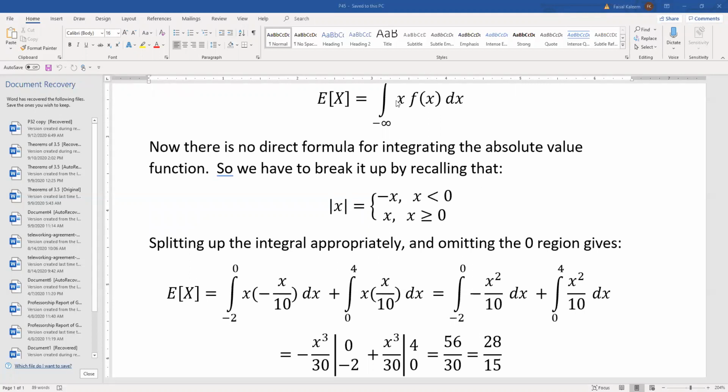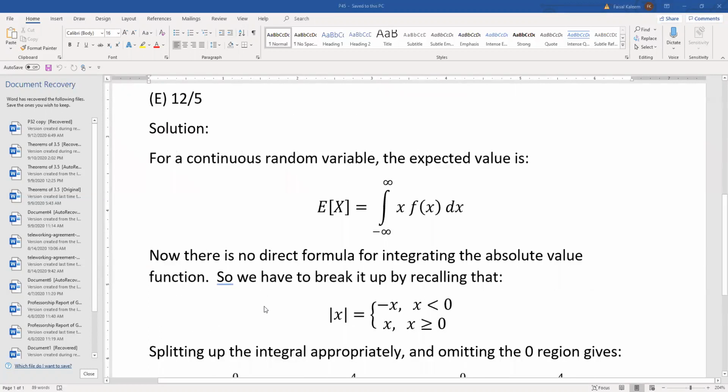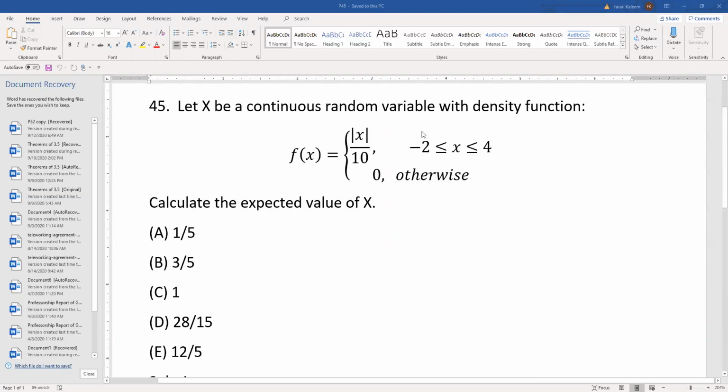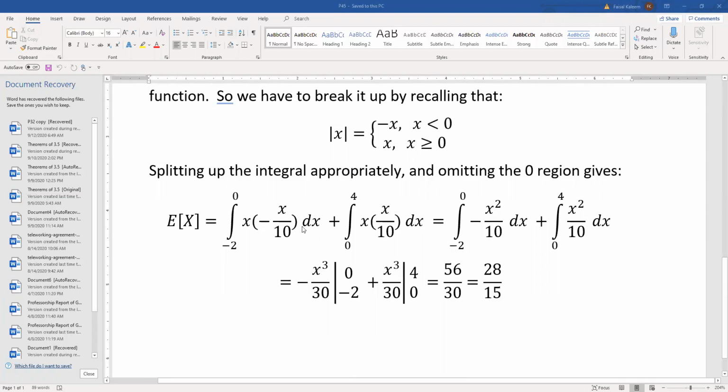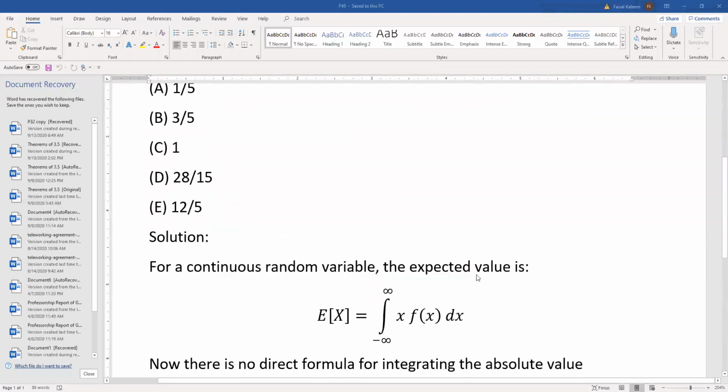So remember, the integral was always x times f of x. So x times, and now in the negative x portion, the absolute x is equal to -x. So this becomes -x by 10. So x times -x by 10 plus, and then the other would be 0 to 4. And over here, x is positive, so absolute x is just x. So the absolute x by 10 is just x by 10. And again, we have this x from the expected value formula. And so once we integrate these, we end up with 28 by 15, which is choice D.